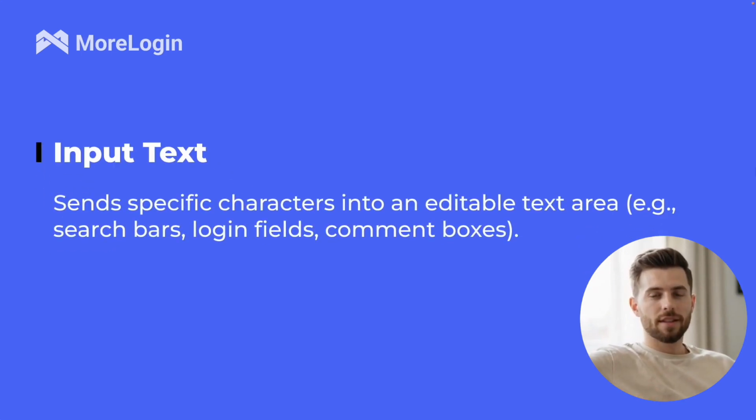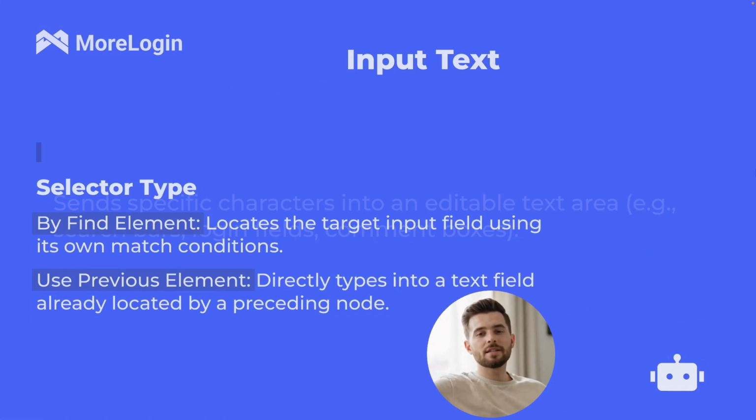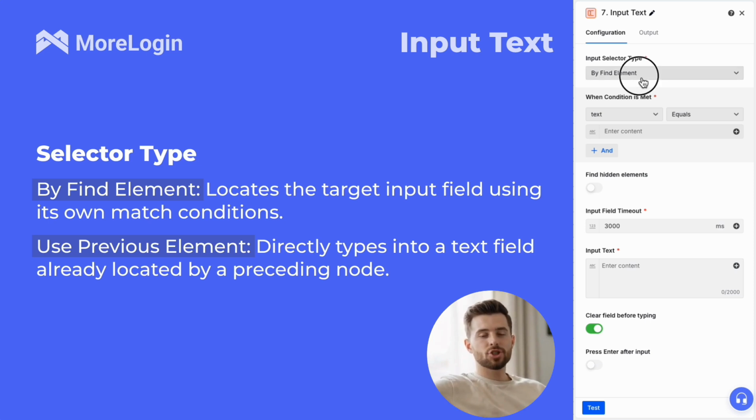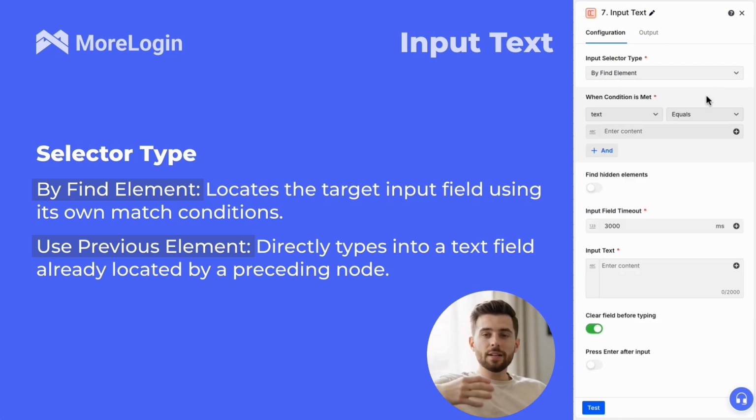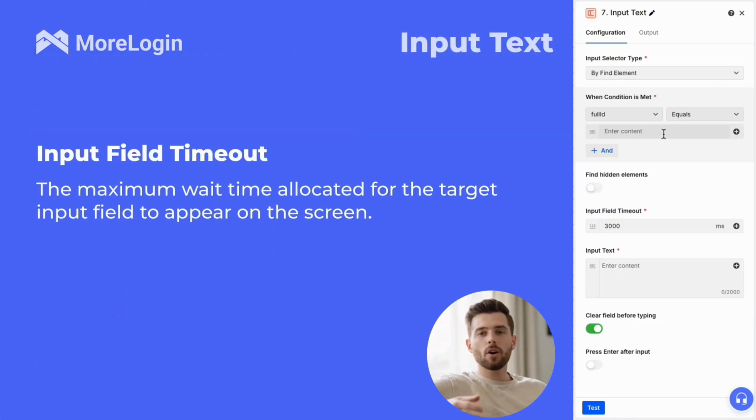Then let's look at Input Text. In general, this is the node you use when a workflow needs to send characters into a text field. That may be a search bar, a login field, a comment box, or any other editable input area. The first important field here is still selector type. Just like other nodes, you can either locate the target through by Find Element or continue from a previously selected element. Then Input Field Timeout controls how long the workflow waits for that field to appear.